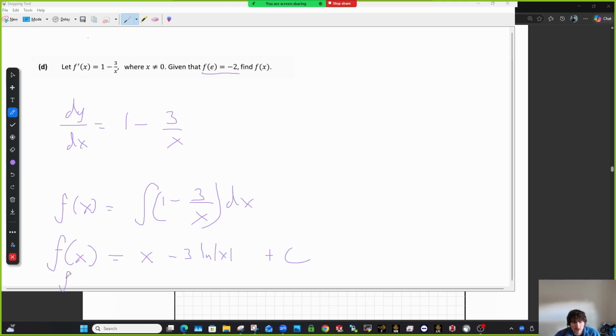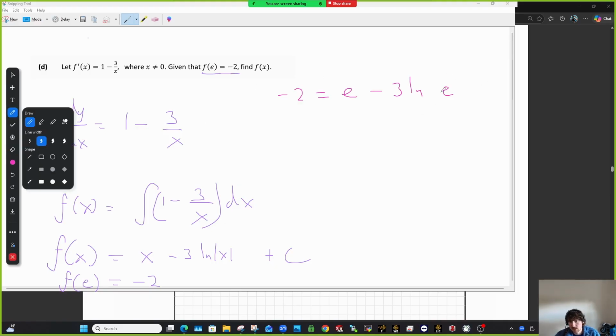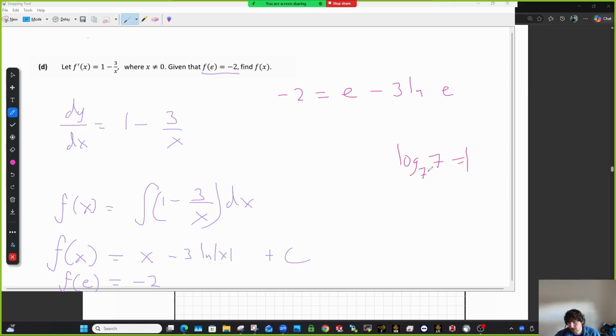So then we have that f of e equals minus 2, and it's actually neater to write it like this. So minus 2 equals, putting e in here for x, e minus 3 ln modulus e. Now the modulus of e is just e, so we can tidy that up in this step. And we should all know what log e is. It's 1, just like log 7 base 7 is 1. With the base and this thing here the same, you just get the number 1.